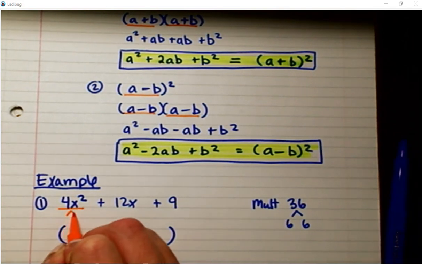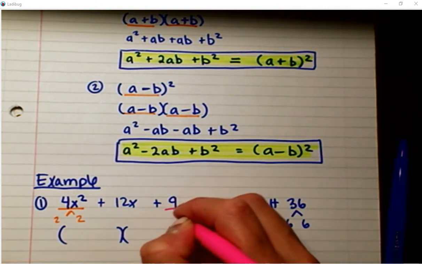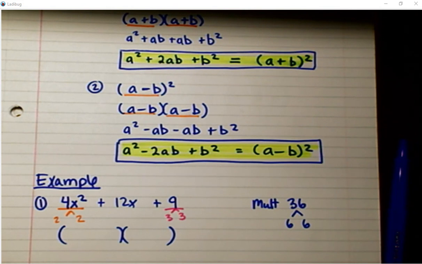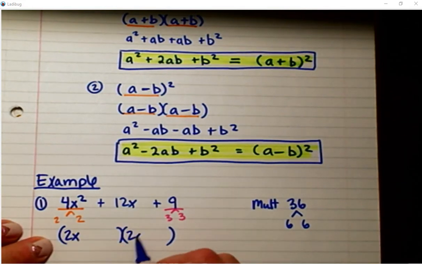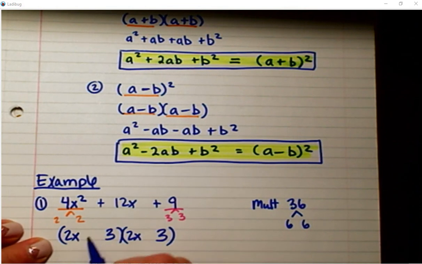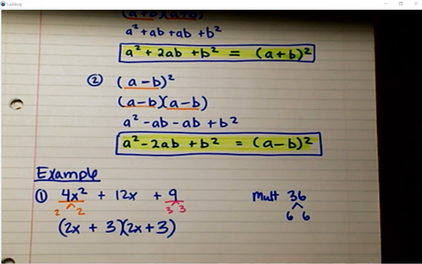I got to multiply to get 4. So let's go 2 and 2. I got to multiply to get 9. That's 3 times 3. Why would I want to pick the same numbers? Because my inner and outer are exactly the same. So pick the same numbers. Okay, so we get 2x and 2x, 3 and 3. Look at that, 6x and 6x. Oh, it happens to be the same factor.